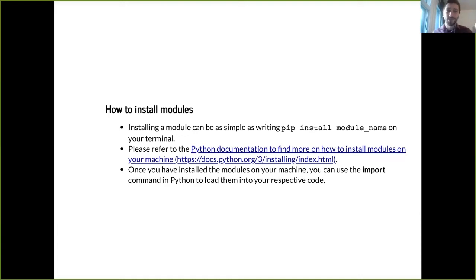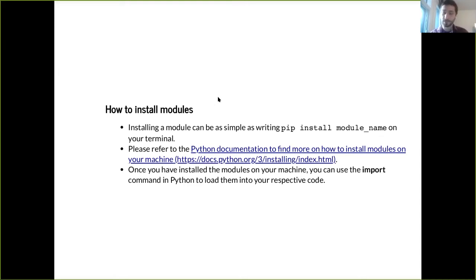So how to install modules in Python? It can be very simple. To install a module in Python, you can just write pip install and the module name. Pip is the Python package manager. So you're telling it to install a module named module name. For example, if I want to install numpy, I would write pip install numpy in your terminal. And that's it. That's what you need to do. For most cases, this works.